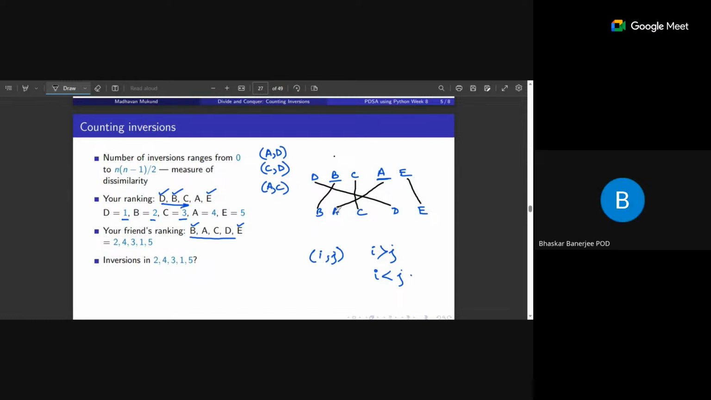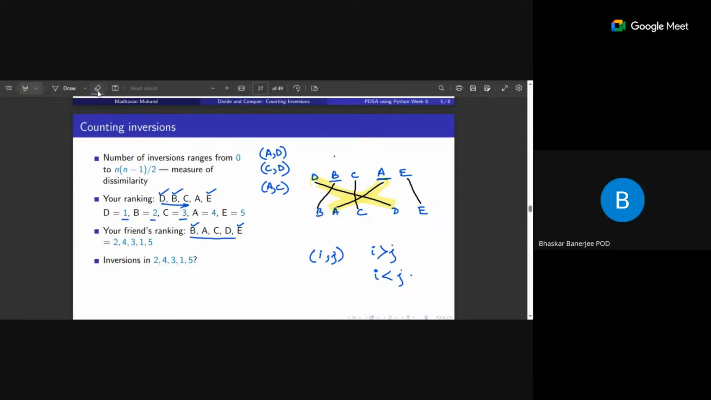So wherever there is a crisscross, wherever a cross is formed, that's an inversion. As you can see here, this is a cross. Let me just mark it in different colors. So this is one cross, this one with this one, and that corresponds to the AD pair.